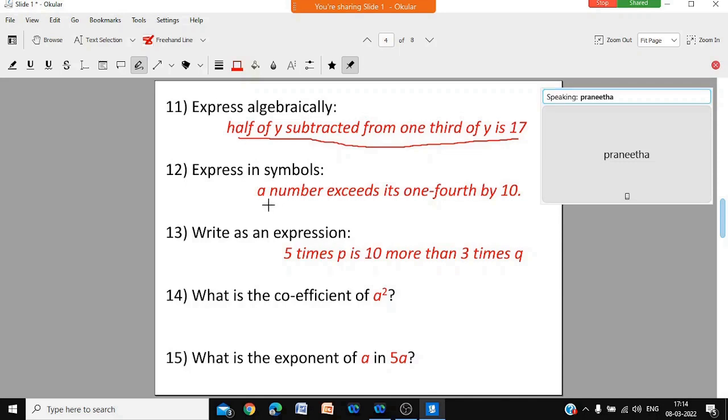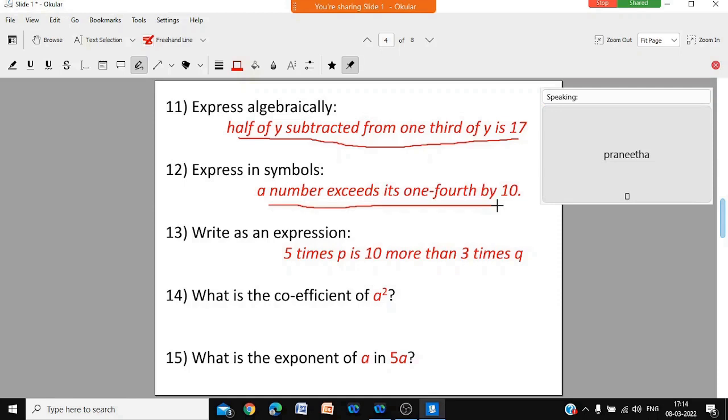Number 12: a number exceeds its 1/4 by 10. For the number you can put x or y or any symbol. Instead of the number, you will use any symbol. You can use X, Y, P, Q, A or B, whatever it is. A number exceeds its 1/4 by 10.